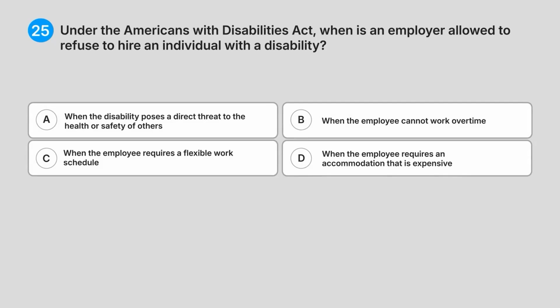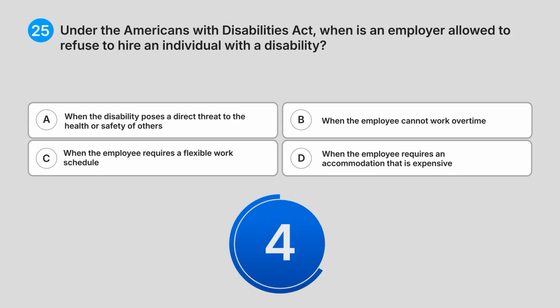25. Under the Americans with Disabilities Act, when is an employer allowed to refuse to hire an individual with a disability? A. When the disability poses a direct threat to the health or safety of others. B. When the employee cannot work overtime. C. When the employee requires a flexible work schedule. D. When the employee requires an accommodation that is expensive. Can you guess the answer?